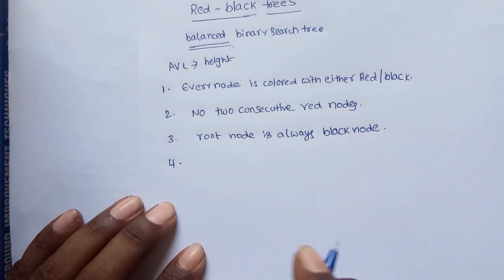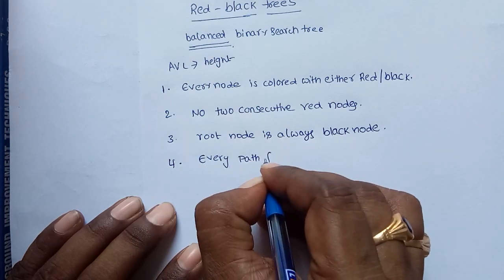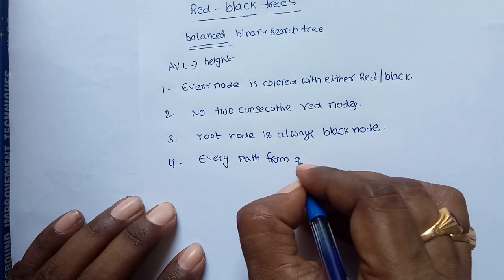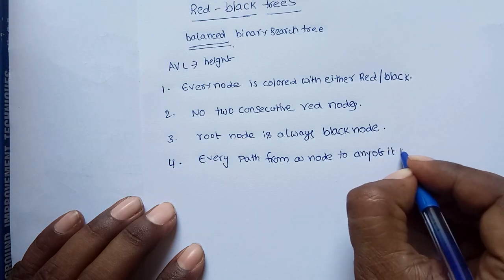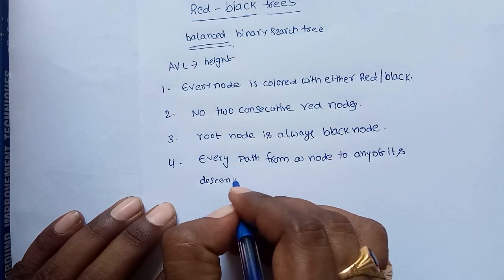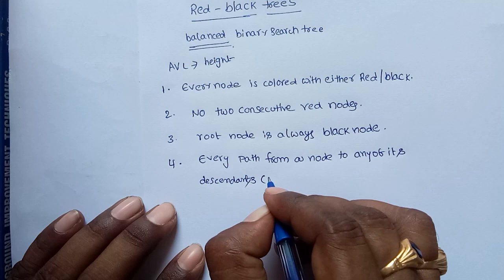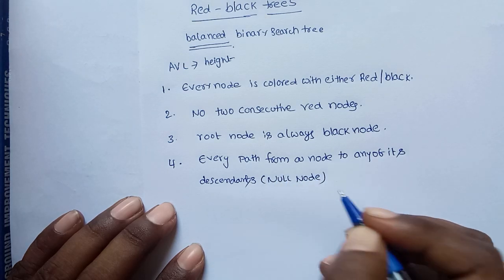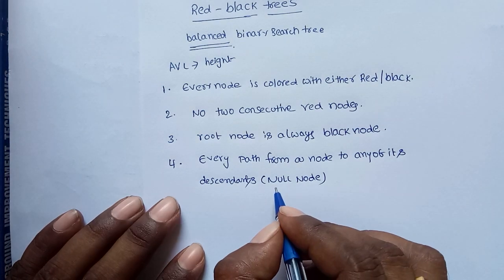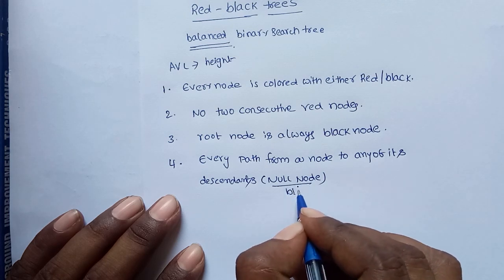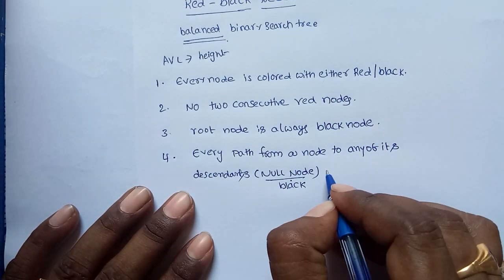And every path from a node to any of its descendants. Generally here descendants means up to the null node. Here leaf nodes are called null nodes. For every node we have made some leaf nodes. The leaf nodes are called null nodes, and all the null nodes are in black color. Remember, all null nodes, the external nodes, are in black color.